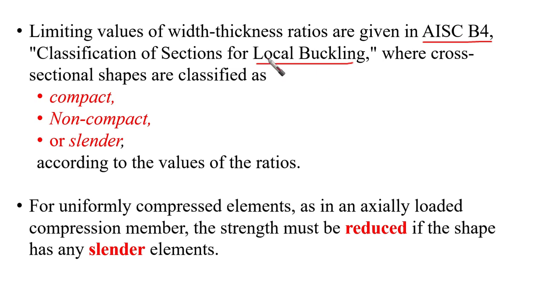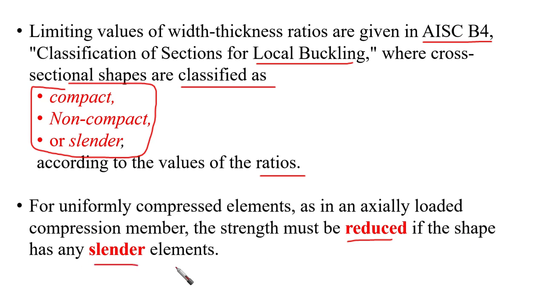You can stop the video here and go to the specification chapter or part 16 in the manual, and you can find this, where cross-sectional shapes are classified as compact, non-compact, and slender. We're going to talk about this in detail later on, especially in beams, according to the values of the ratios. For uniformly compressed elements, as in an axially loaded compression member, the strength must be reduced if the shape has any slender elements.